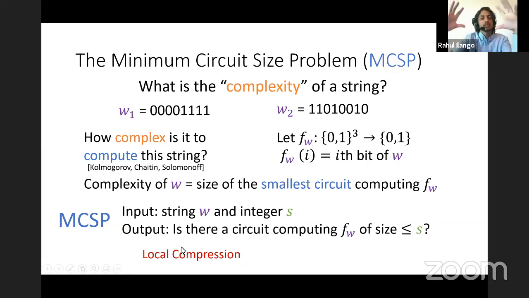How can we take this long string and compress it into some object where we can still locally access what the string is? And then another interpretation is as a circuit synthesis problem. Say you're at Intel, and you want to compute some function. What is the best circuit you can have for computing that function? So those are a couple of different ways to think about MCSP: as a complexity problem, as a compression problem, and as a circuit building problem.